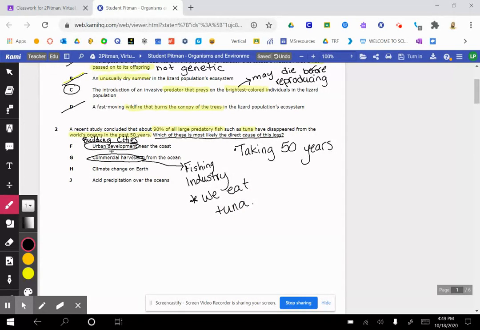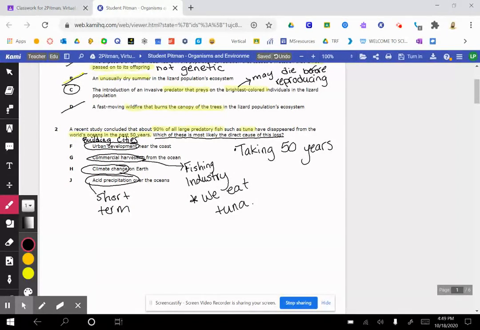Okay, climate change on Earth. Have we seen a big enough change in the world's oceans to cause 90% of predatory fish like tuna to die over the past 50 years? And then finally, we have acid precipitation. Well, this is a short-term change. This would be one day it rained and there was acid rain. So this is not going to take 50 years.